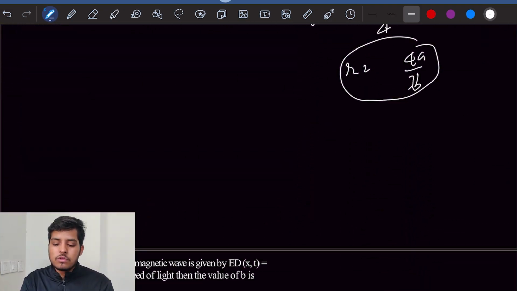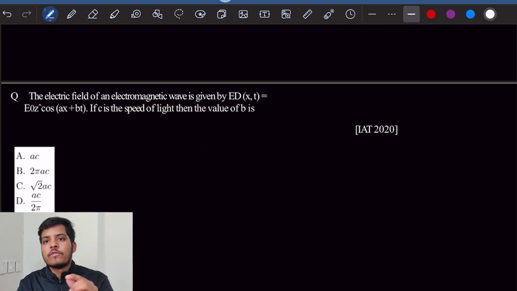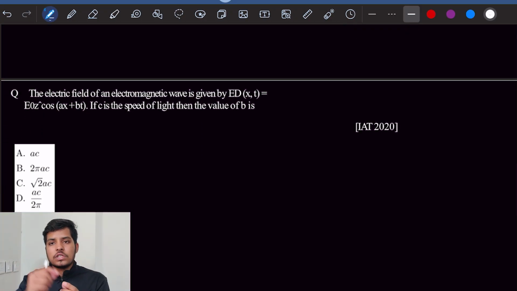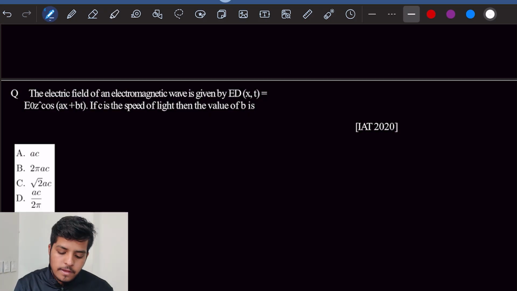It's a good question because you have to find the thin spherical shell at a distance r from the sphere. Now, let's move to the next question.